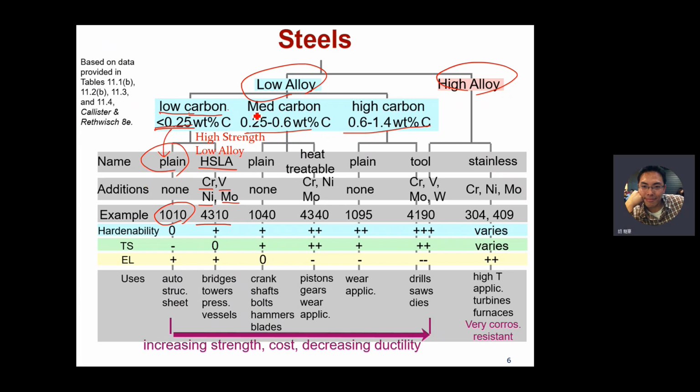Instead, for the medium carbon content low alloy, the plain carbon steel has carbon content between 0.25 to 0.6 weight percent, and the heat treatable low alloys have alloying elements of chromium, nickel, and molybdenum. And for the high carbon content low alloy, the plain low alloys have carbon content between 0.6 to 1.4 weight percent.